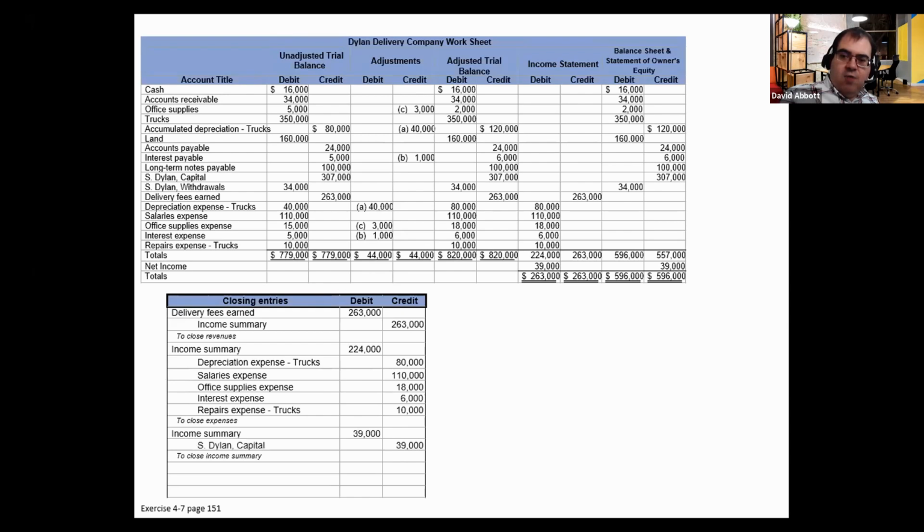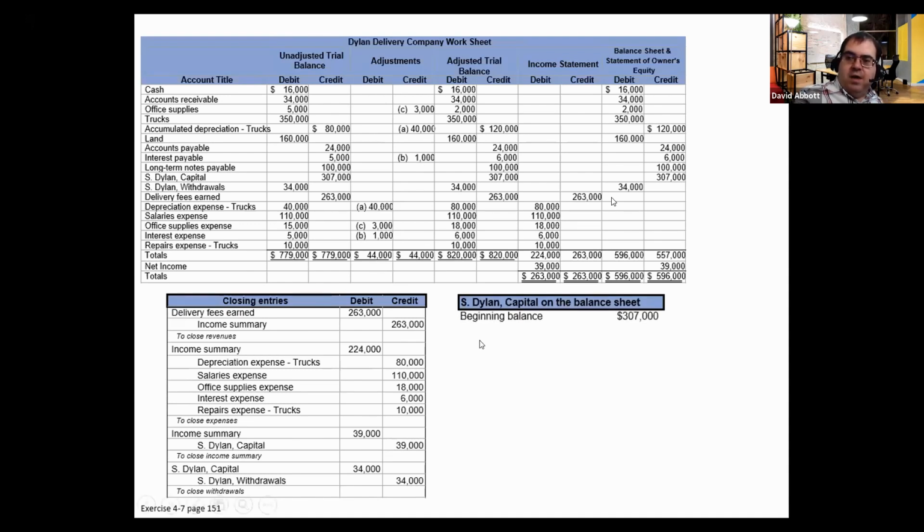$39,000 debit, and then credit to S. Dillon Capital, because that's what would be left in there, $39,000, which is our net income, and then we need to increase his capital. And then for the withdrawals, S. Dillon Capital $34,000 and S. Dillon withdrawals $34,000, because we want to close out the withdrawals. Before that was a debit, so we have to credit that, and then we also debit S. Dillon Capital because we need to reduce the capital by how much he took out.